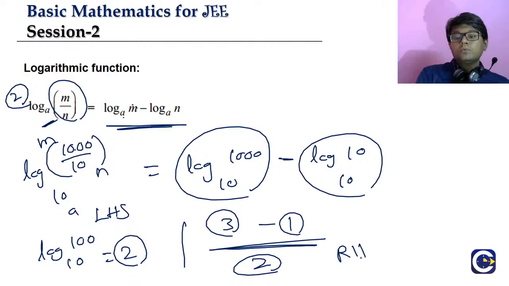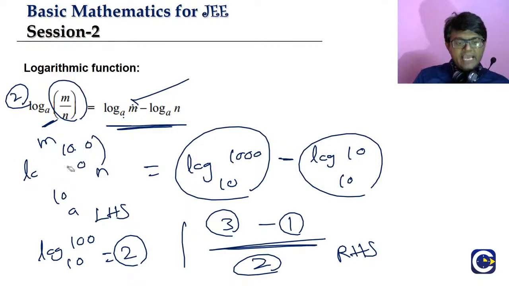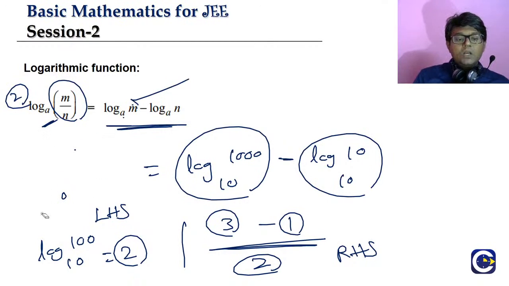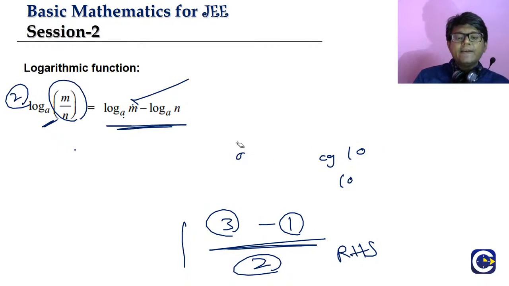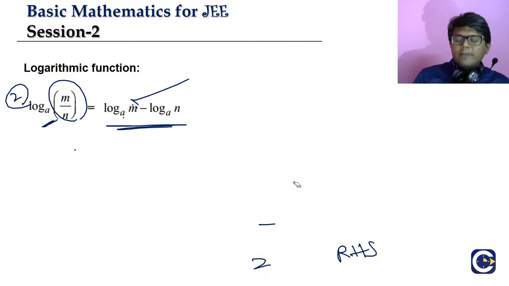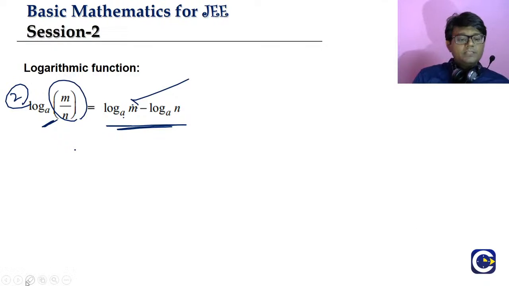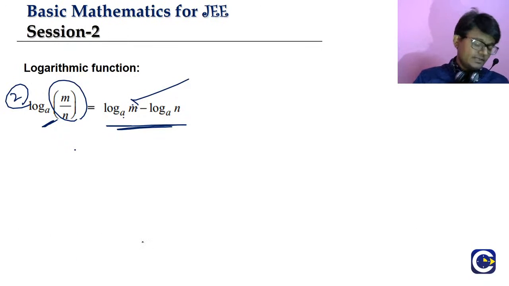LHS is also 2, which means what? This property is also satisfied. So log of m by n to the base a will be equal to what? Log m to the base a minus log n to the base a. Okay. Now from here, we will do one quick result using this property, and this is also something that we need to keep in mind.